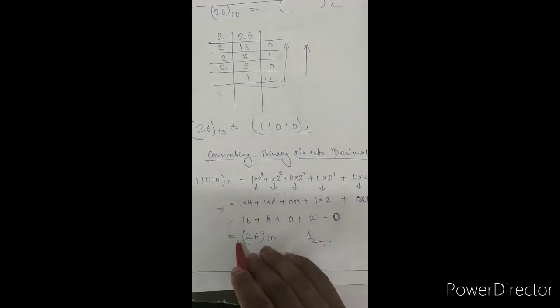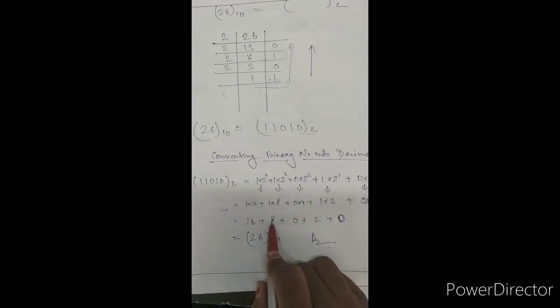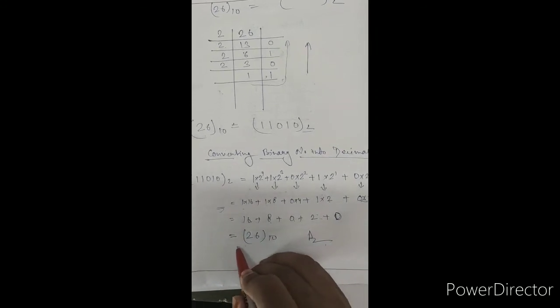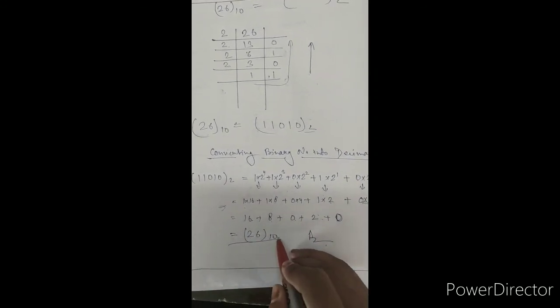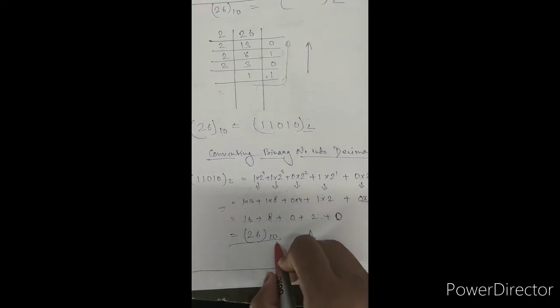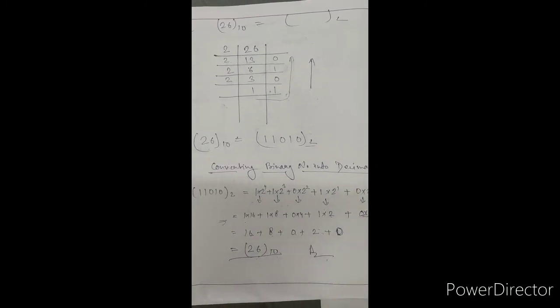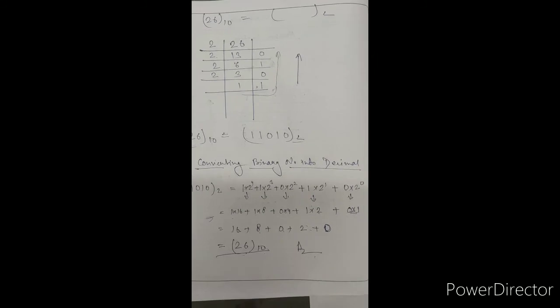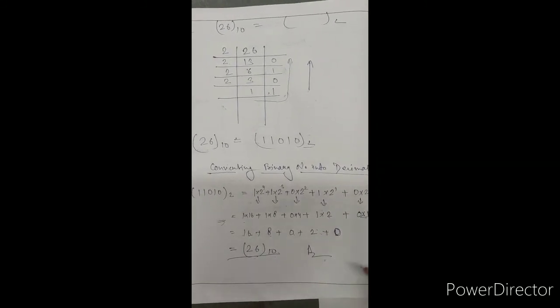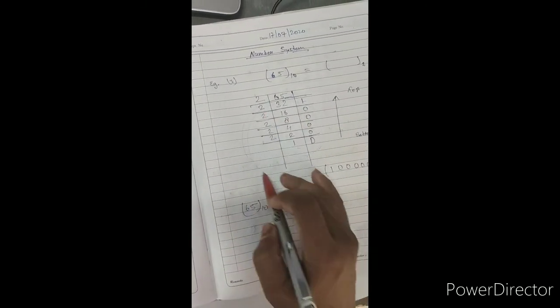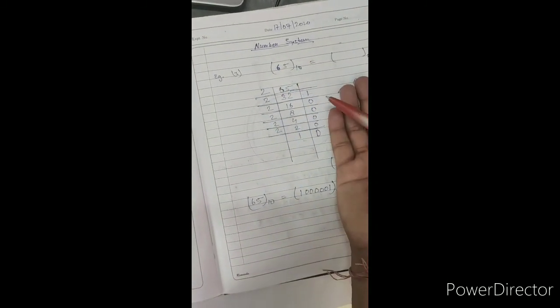Now in the next step we add all these numbers into a single unit. 16 plus 8 is 24, and then plus 2 is 26. Here you can see the base of this number is 10, so we can say this number is converted into the decimal number system. This is how we can convert a binary number into a decimal number. In the initial part of this video you learned how to convert a decimal number into binary.